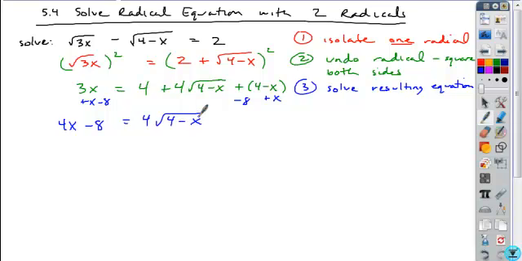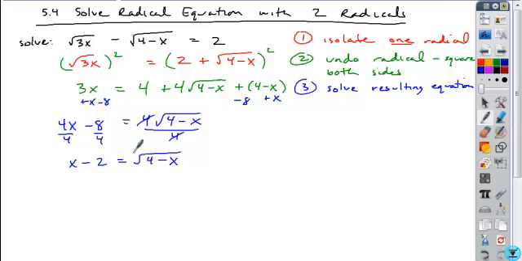We can still look to isolate. If you can isolate your radical completely without creating a fraction, I would do that. So here you can divide every term by 4 to eliminate this number without leaving a fraction. We get x minus 2 is equal to 4 minus root 4 minus x. We can undo this radical.